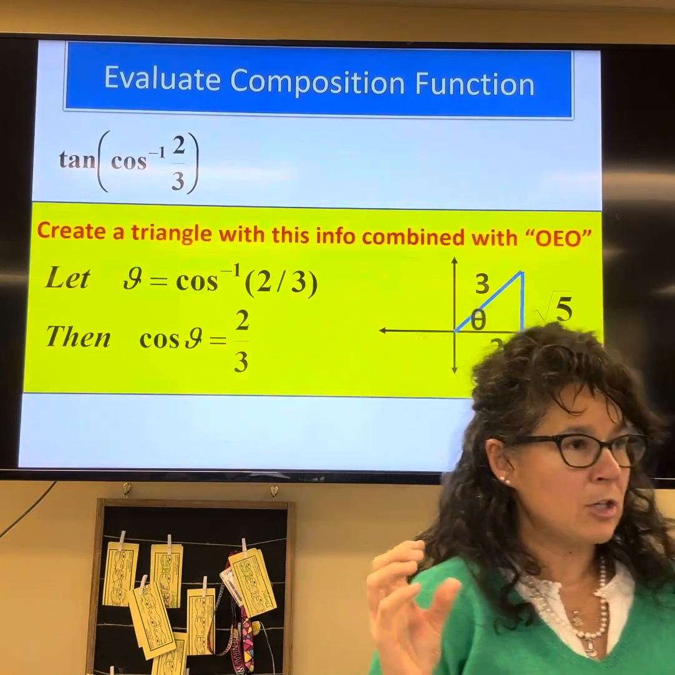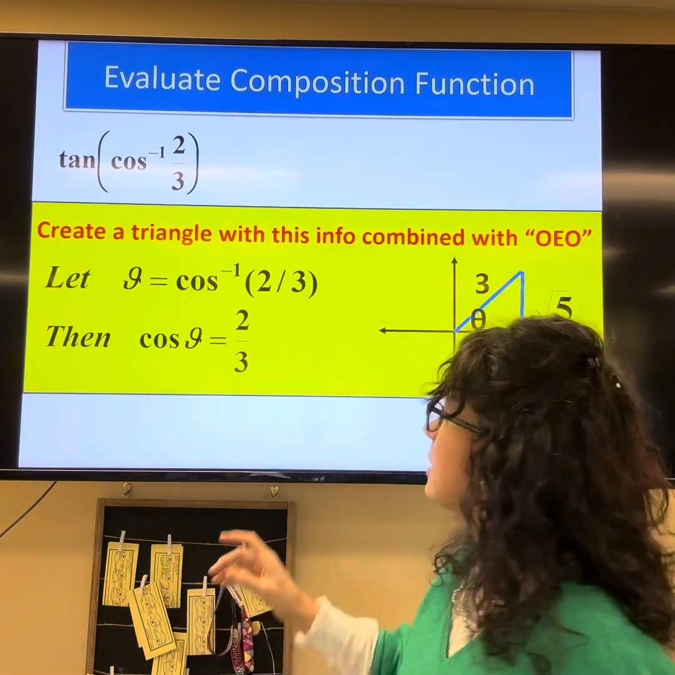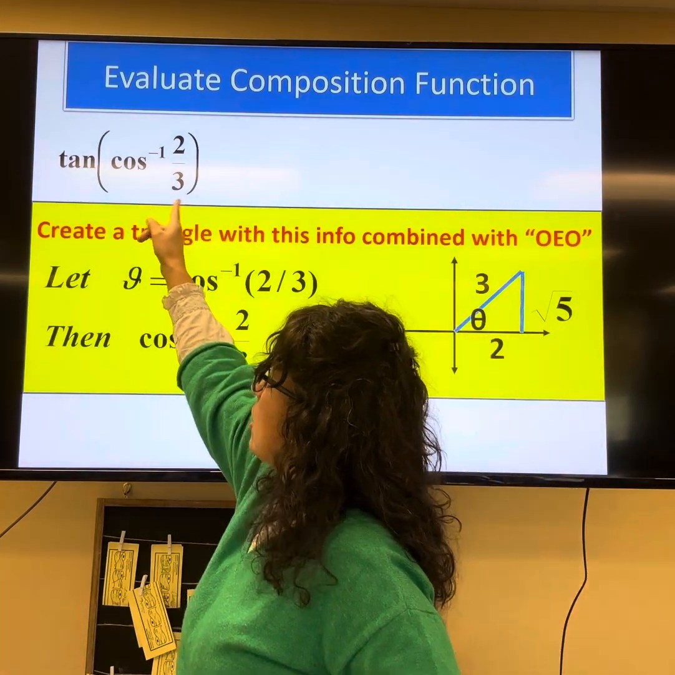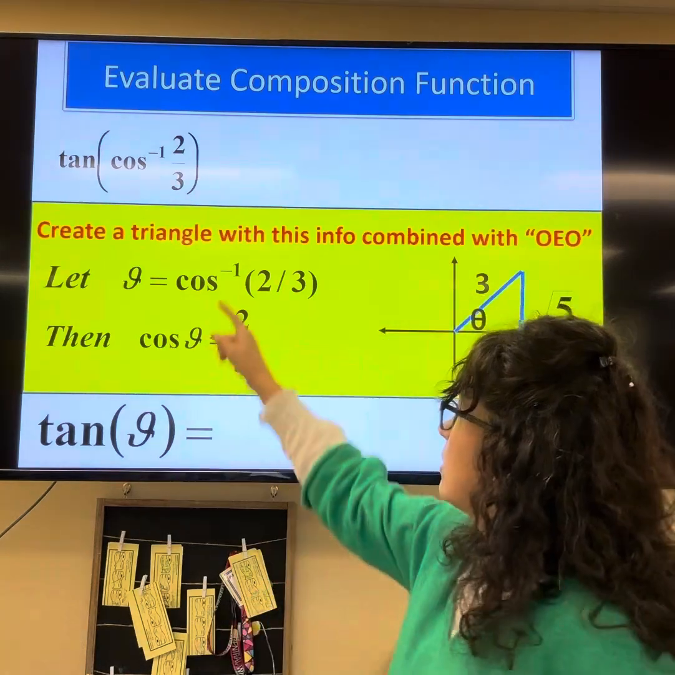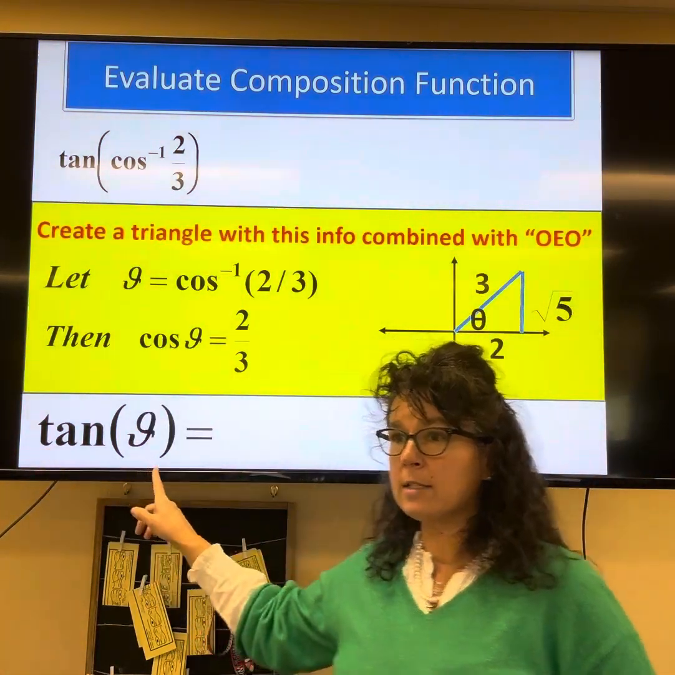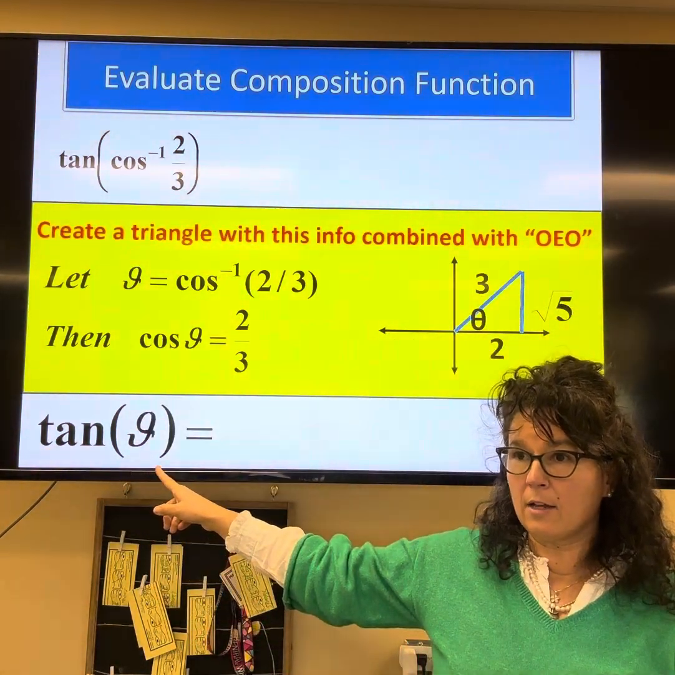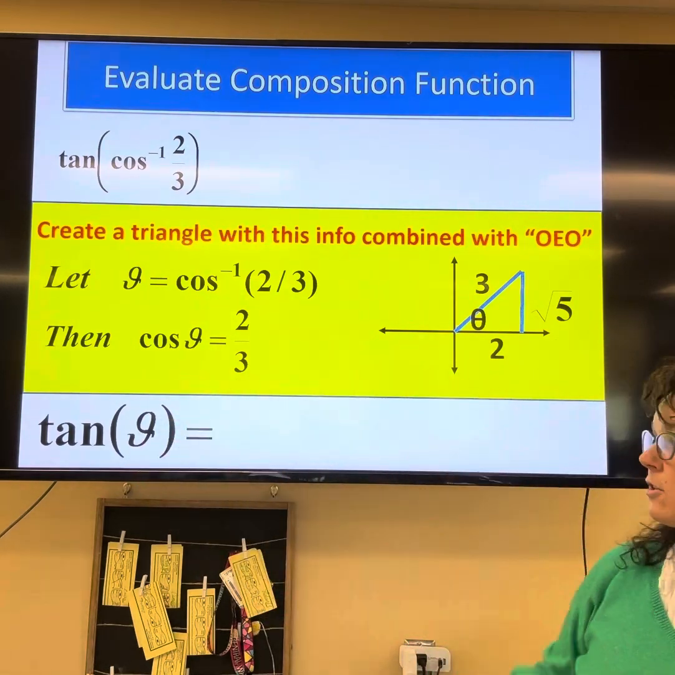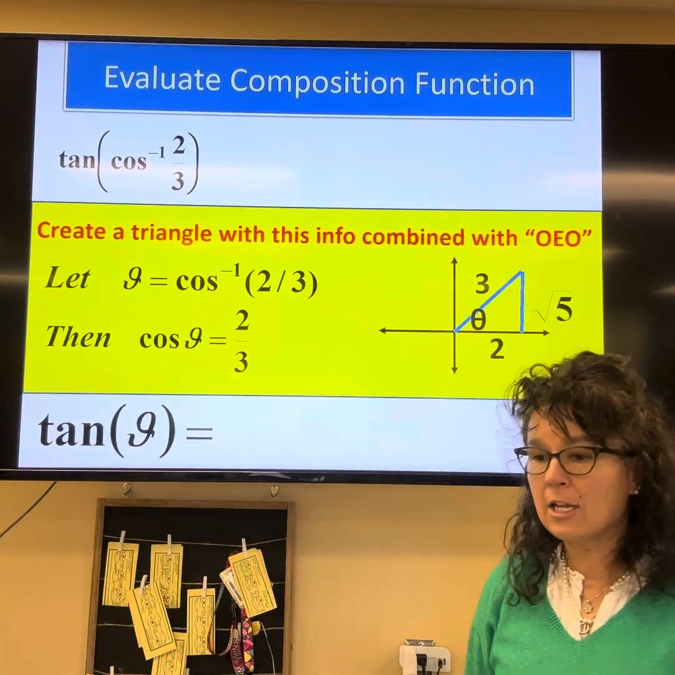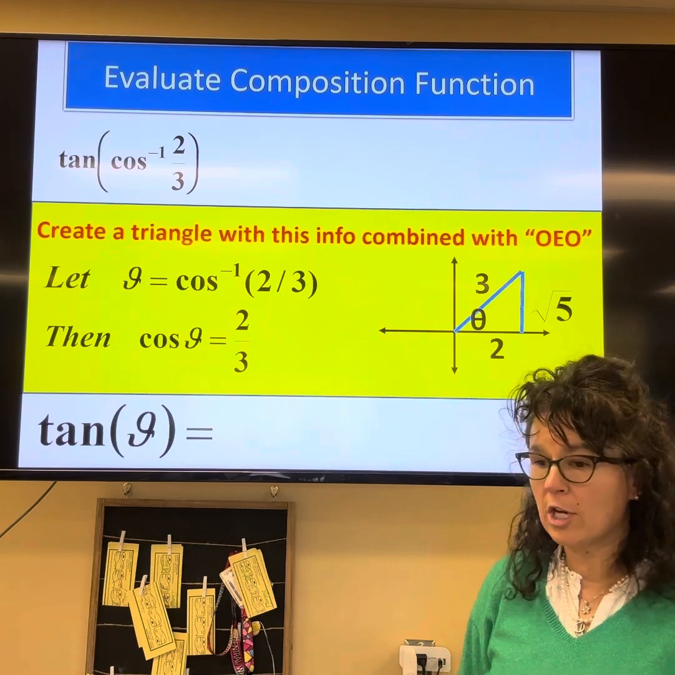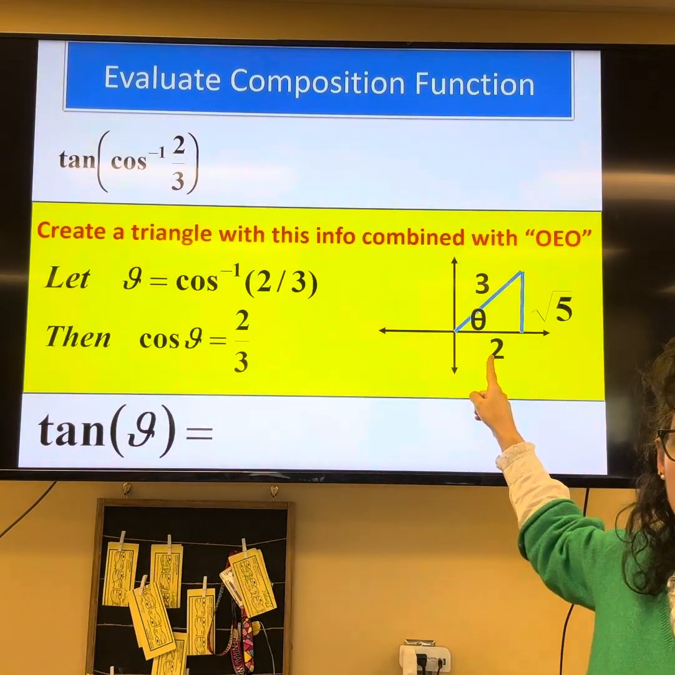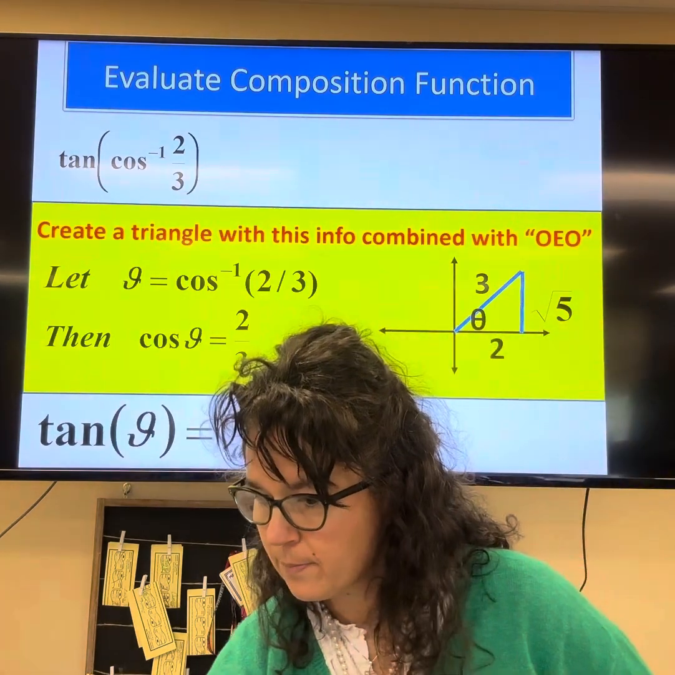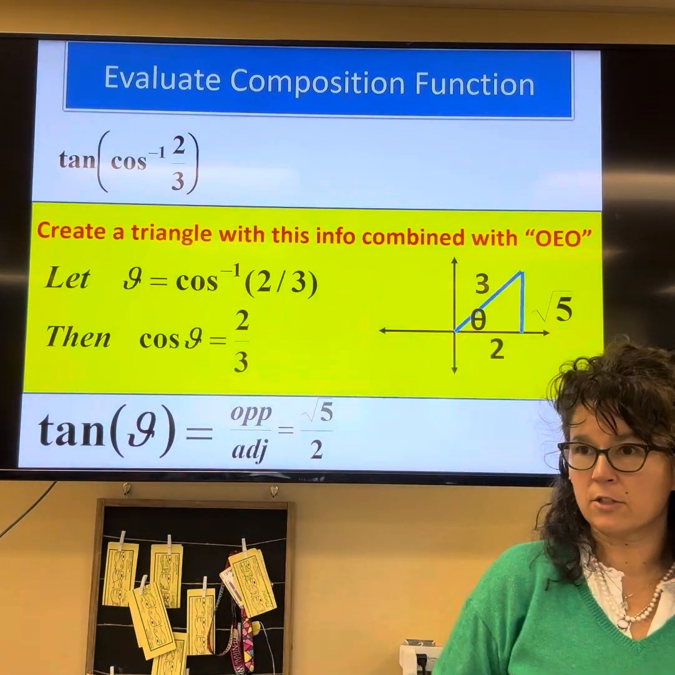Now that I have my triangle completely built, then remember we just called the cosine inverse of 2/3 theta. So the problem really is saying what is the tangent of theta? We've built a triangle to answer that question, and tangent is opposite over adjacent. So it's going to be the square root of 5 over 2, and that's our final answer.